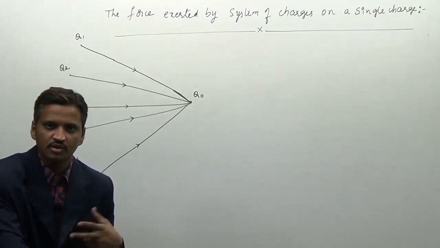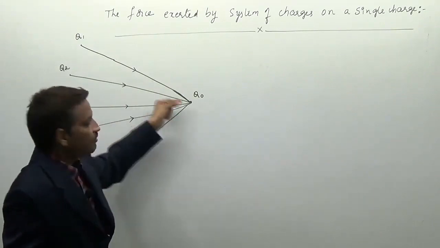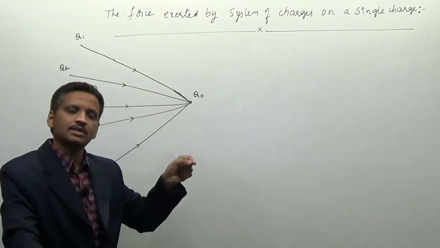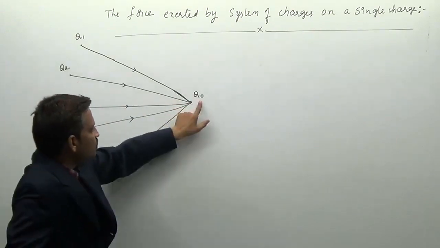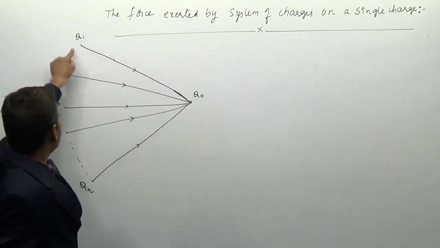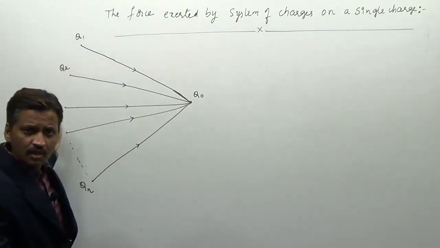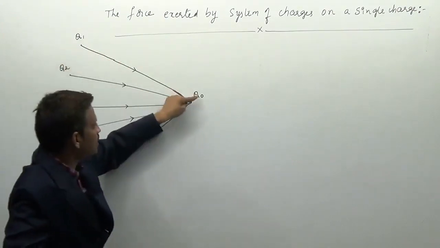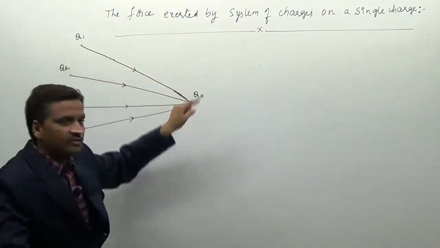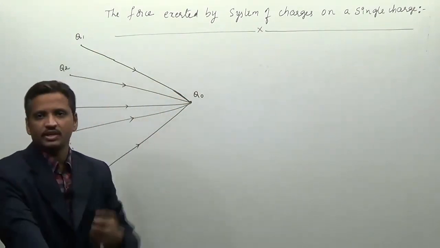The superposition principle states that you have to find the force on a single charge by individual charges. That means when you are finding the force on Q0 due to Q1, think that the remaining charges are not present. Only Q1 and Q0 are there. Q1 is exerting force on Q0, and we can easily measure the force between two point charges.